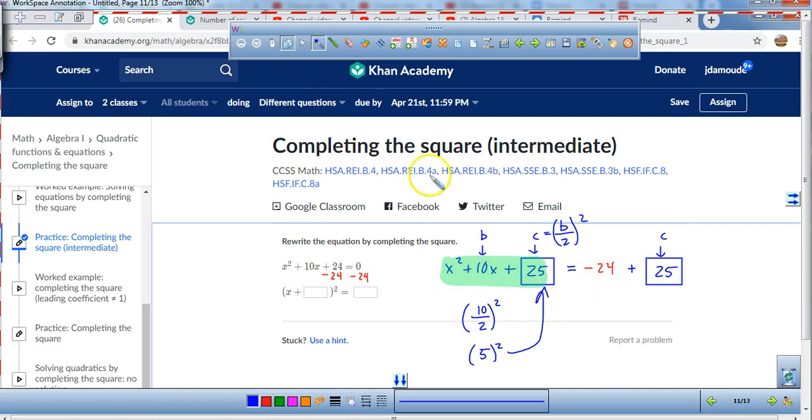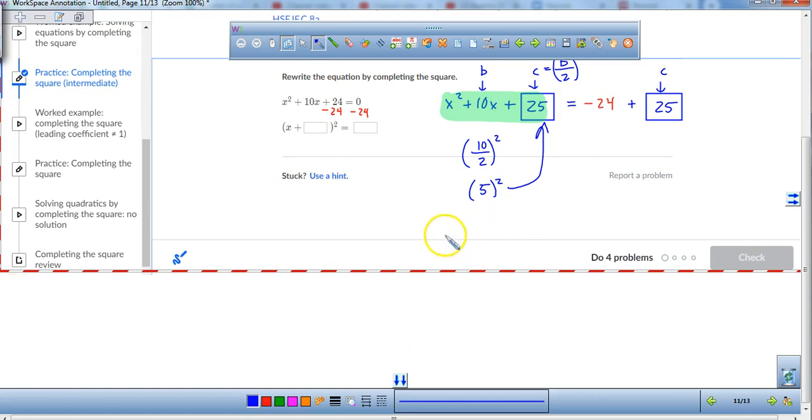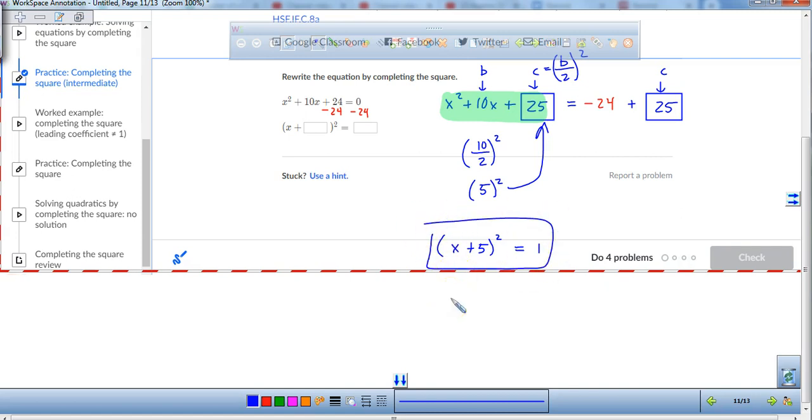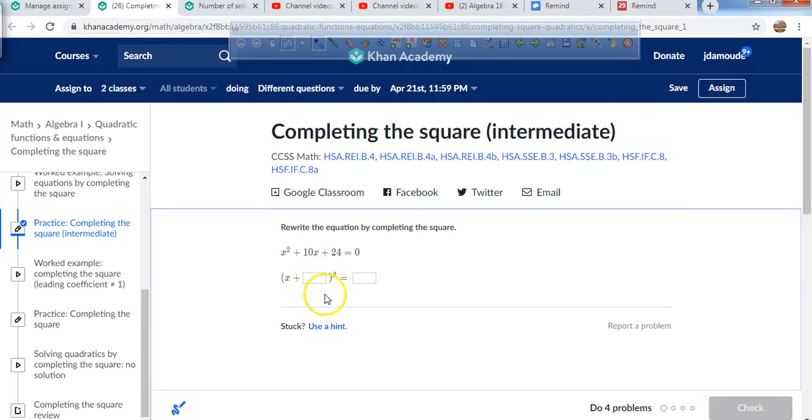So now all we have to do is take that and factor it. Alright? So how do we factor x squared plus 10x plus 25? Very, very easy. It's always going to be x and whatever half that number is. Well, what's half of 10? 5. So we'll put plus 5 squared, because 5 plus 5 is 10, and 5 times 5 is 25, equals negative 24 plus 25 is 1. And that's my answer right there. So I'm going to put a 5 and a 1 and we're done.